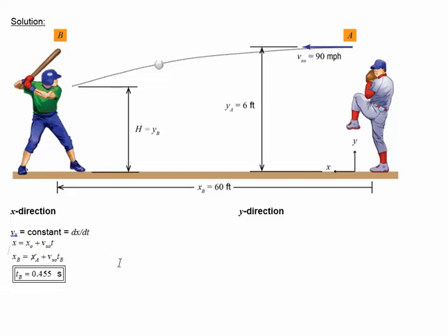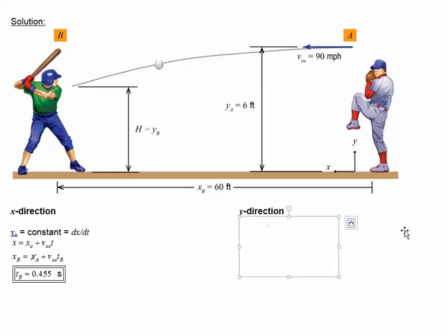So if we apply that equation to point B, we have xb equals xa, which is our x naught, plus vx naught tb. So we know what xb is, that's 60 feet. We know what the velocity at the pitcher is, but we have to make sure we change that from miles per hour to feet per second, and we can solve for time. Now we can go to the y direction.